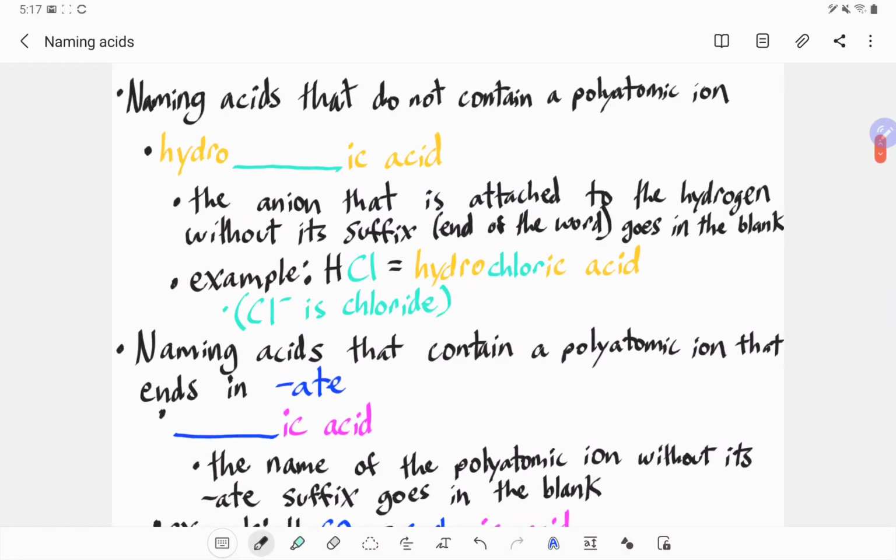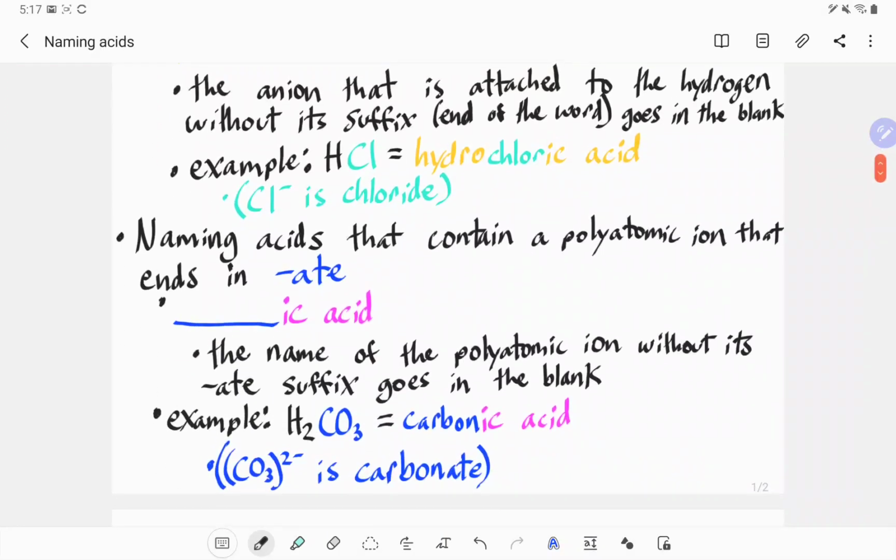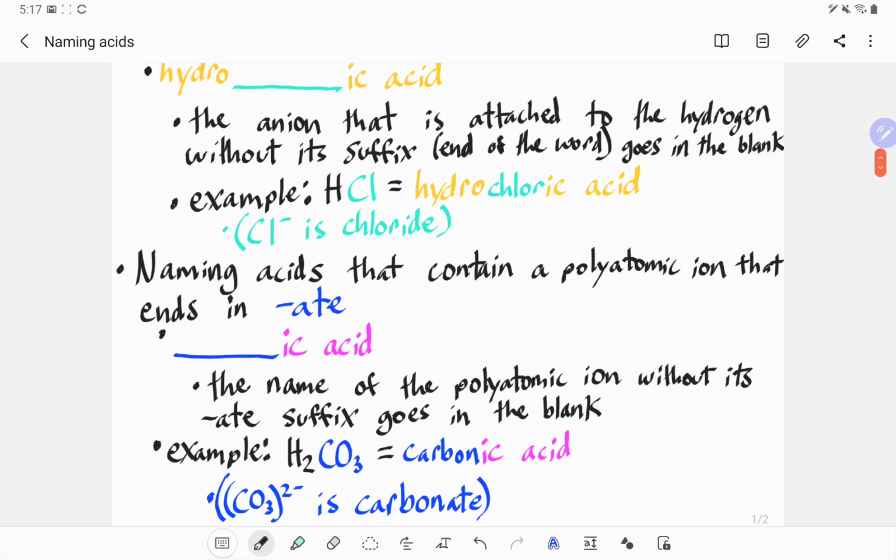Next, what if we have an acid that does contain a polyatomic ion? Then what do we do? Well, first, we're going to look and say, sometimes our polyatomic ions end in ATE. Other times, they end in ITE. And we have a different set of rules for each of those types of polyatomic ions. We're going to first cover the ones that end in ATE. So for acids that contain a polyatomic ion that ends in ATE, we are just going to use this simple naming formula, blank-ic acid.